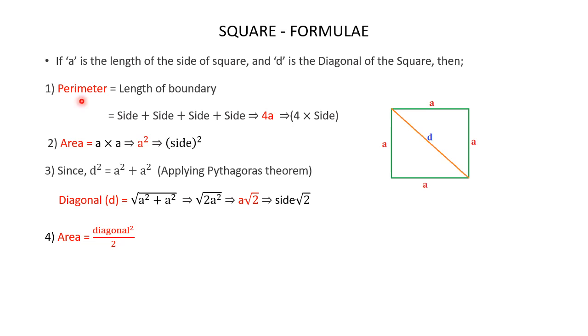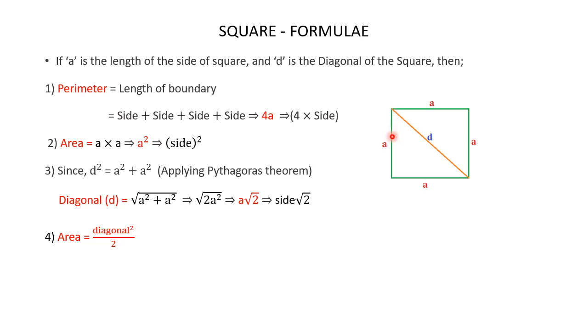Now perimeter is nothing but the length of the boundary. Now in this square, the length of the boundary would be A plus A plus A plus A, which is nothing but 4A. So perimeter of a square is equal to 4A. Now area of a square is equal to side multiplied by side, that is A multiplied by A, which is A squared. So area of a square is equal to A squared.